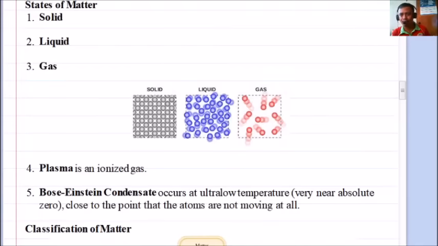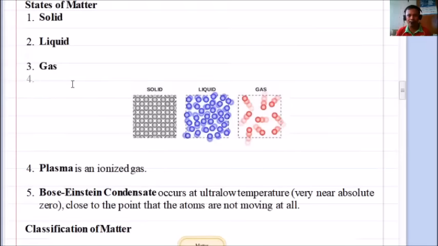Pag nilagay mo naman yung tubig, susunod naman yan dun sa hugis ng container niya. Okay, container kung saan po siya nilagay. So, yun po. Meron siyang definite volume but definite shape. Ayan. And then the third one is the gas, no?